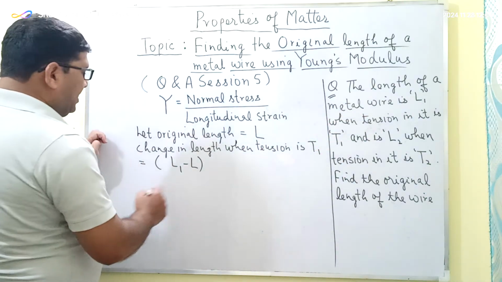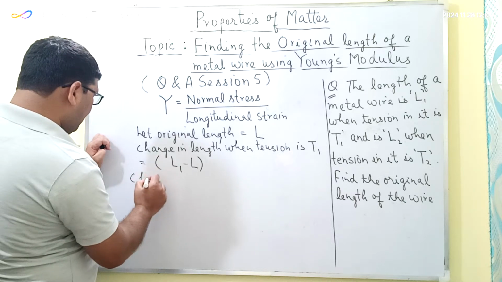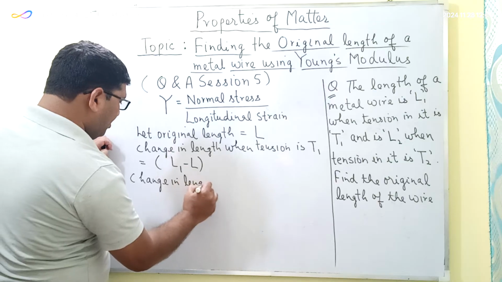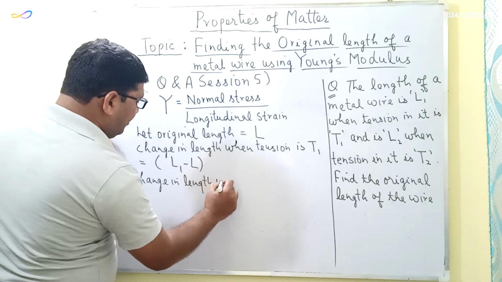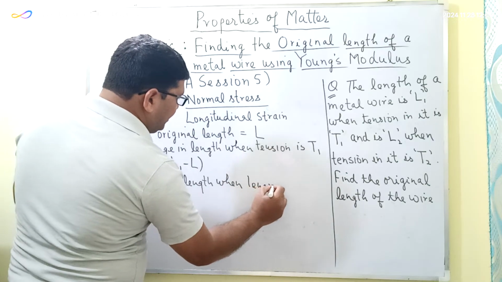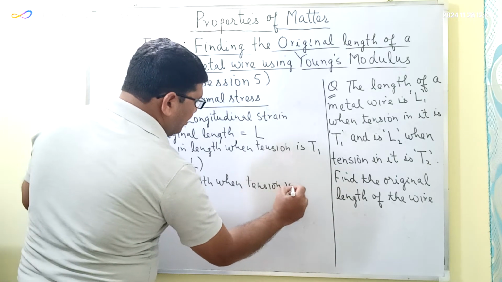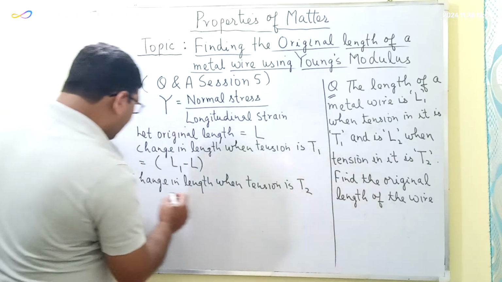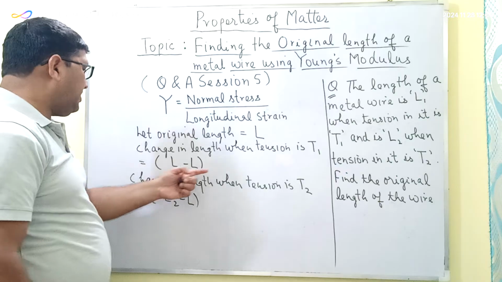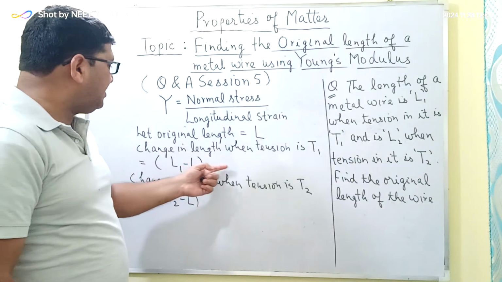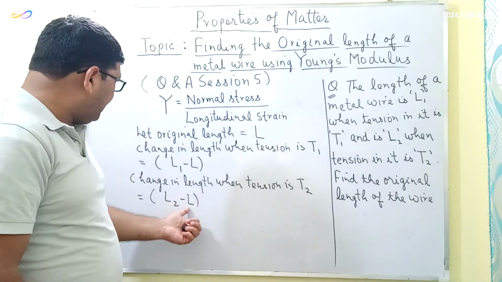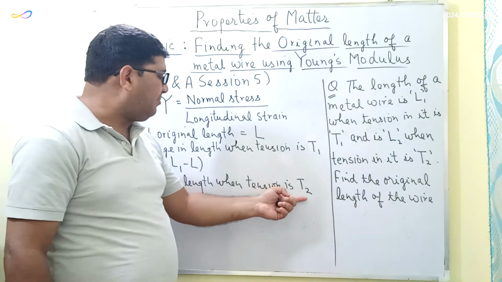Similarly, the change in the length when tension is T2 will be equal to L2 minus L. So L1 minus L is the change in the length when the tension in the metal wire is T1, and L2 minus L is the change in the length when the tension in the metal wire is T2.